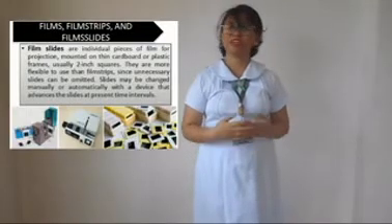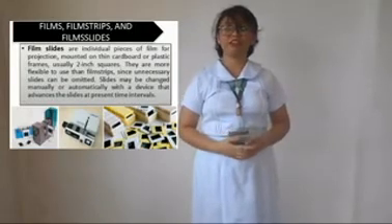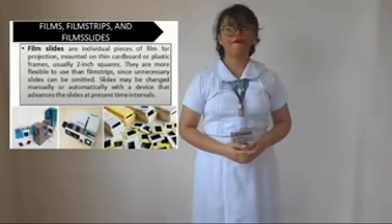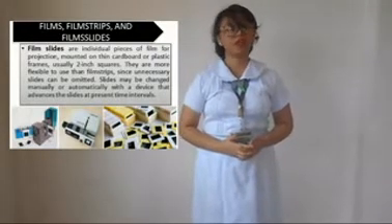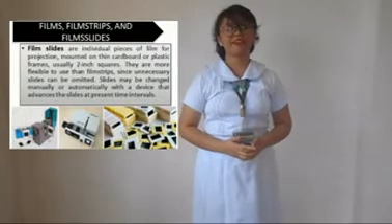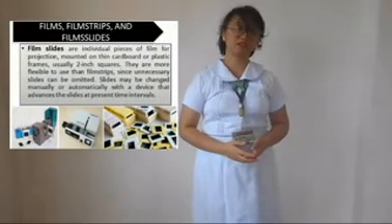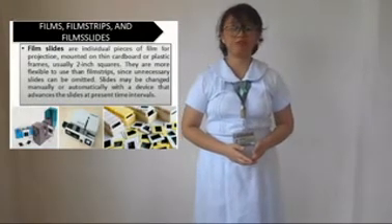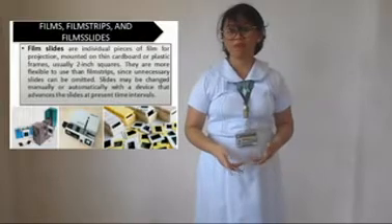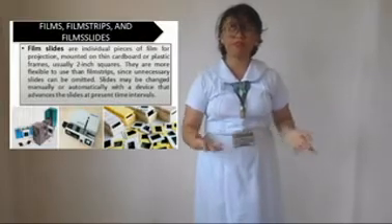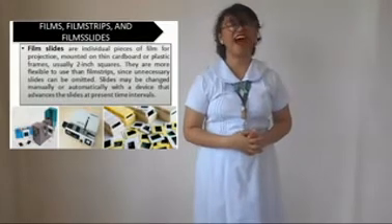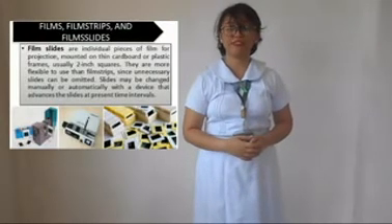Next are film slides. Film slides are individual pieces of film for projection mounted on thin cardboard or plastic frames, usually in 2-inch squares. They are more flexible to use than film strips, since unnecessary slides can be omitted. Slides can be changed manually or automatically with a device that advances the slides at preset time intervals.